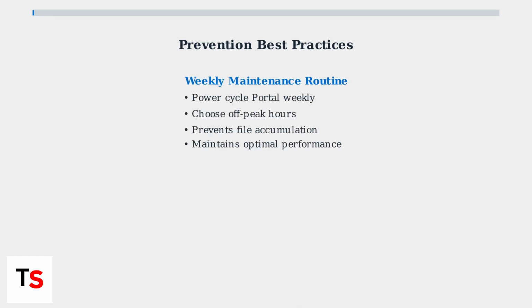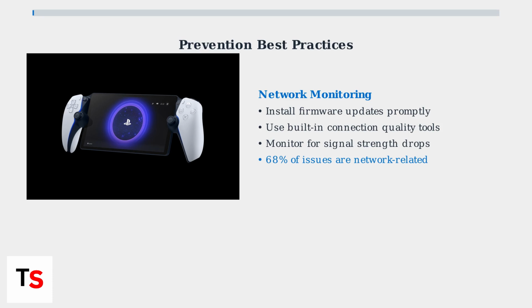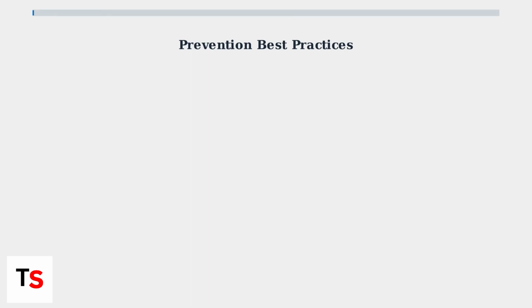Perform weekly power cycles during off hours. Simply power off your Portal completely once a week and restart it. This prevents temporary file accumulation that can degrade performance over time. Keep firmware updated and monitor your network connection quality using the Portal's built-in tools.